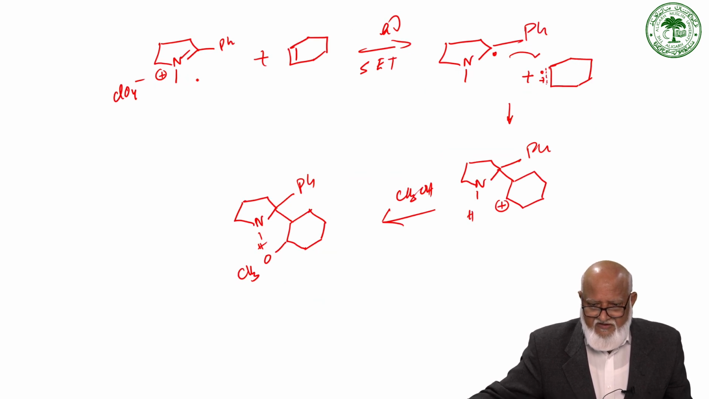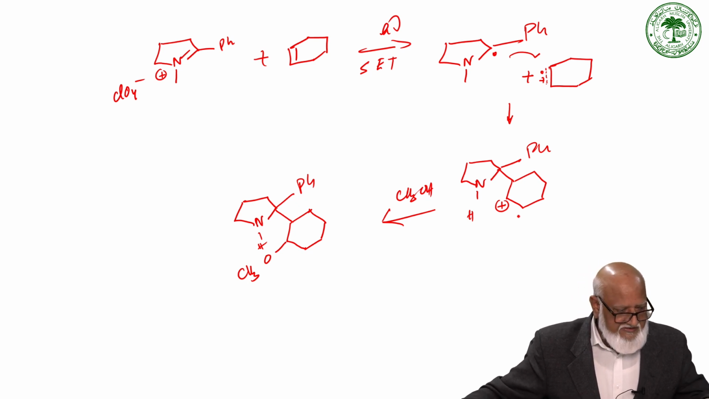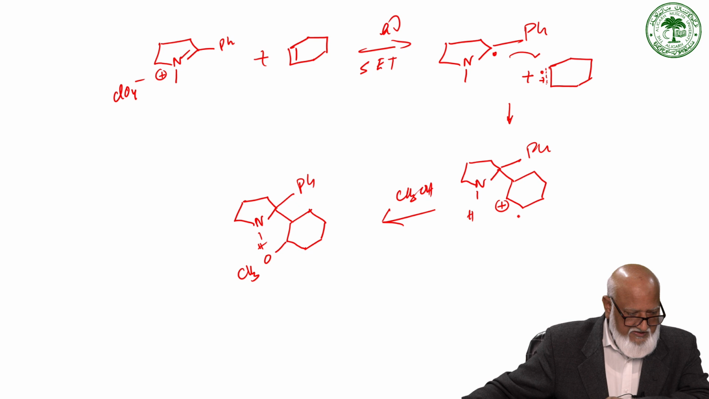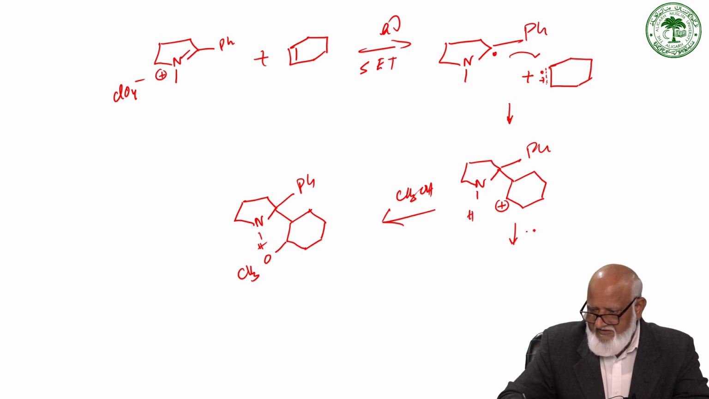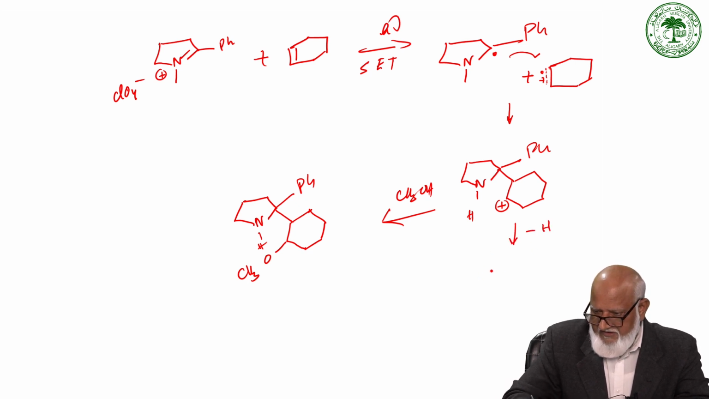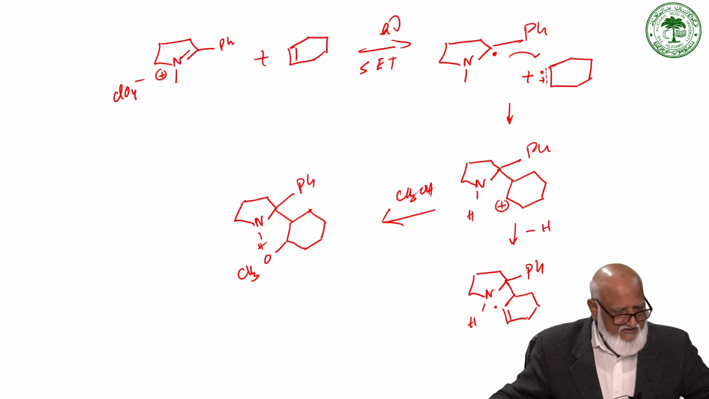This is a cyclohexene that can add: first electron transfer to the radical cation, addition, radical coupling to give a carbocation, then quenching of the carbocation by methanol to give the methanol-added product. Not only this, it is possible that it may also undergo minus H plus to give an alkene here. So another product is also possible, and these products have also been reported.